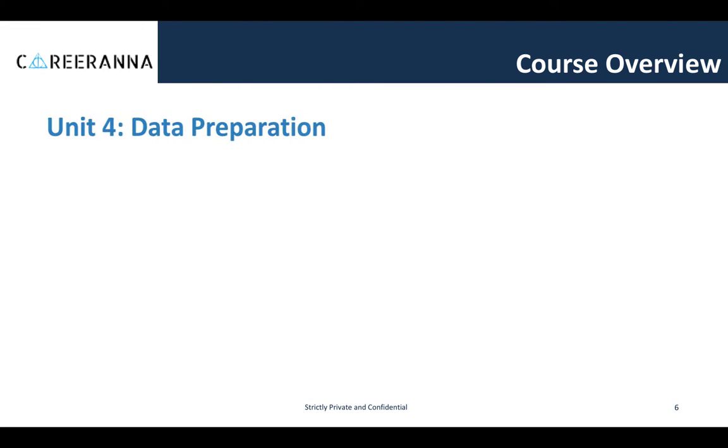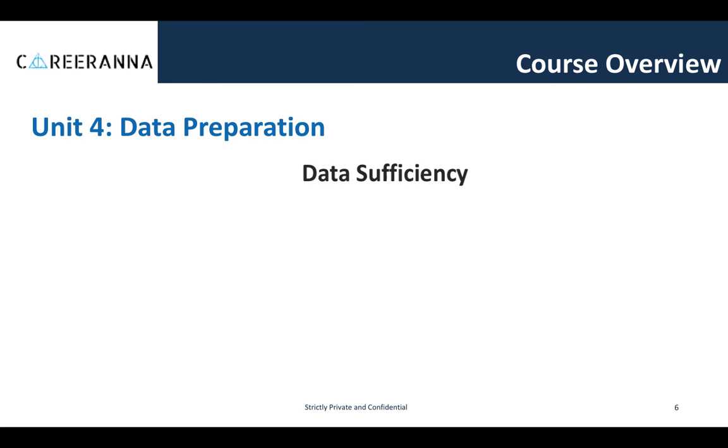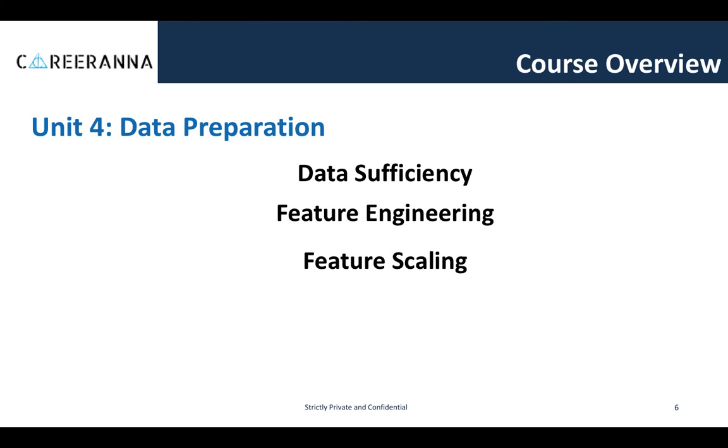Then we will move to unit 4, which would talk about how data preparation happens. In this, we will start off by talking about data sufficiency. Then we will move on to feature engineering. We'll then move on to feature scaling, which is a very important component because every system we would be working on would be highly scalable. So how do we address that? That's where feature scaling is going to help you.